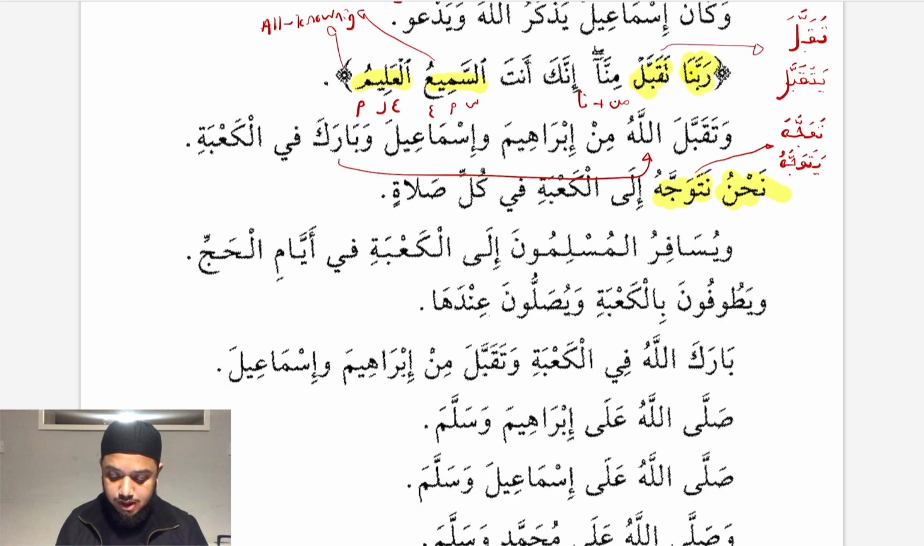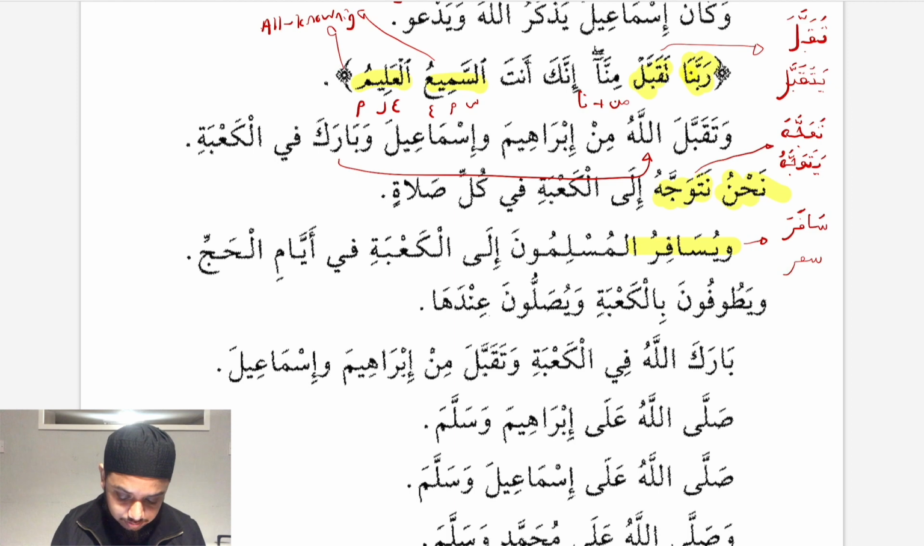ويسافر المسلمون إلى الكعبة في أيام الحج. So there's two new words in this sentence. سافر, يسافر, إلى means to travel to. سافر is the ماضي. يسافر is the مضارع.